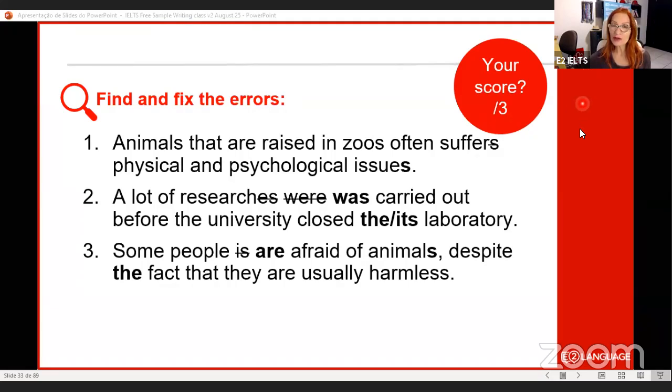Why a lot of research? Because we want to mean a big quantity. So we use a lot of, because a lot of we use with uncountable nouns. We cannot use many research, no, because many is for countable. So we need to use a lot. Like information, excellent, that's it.